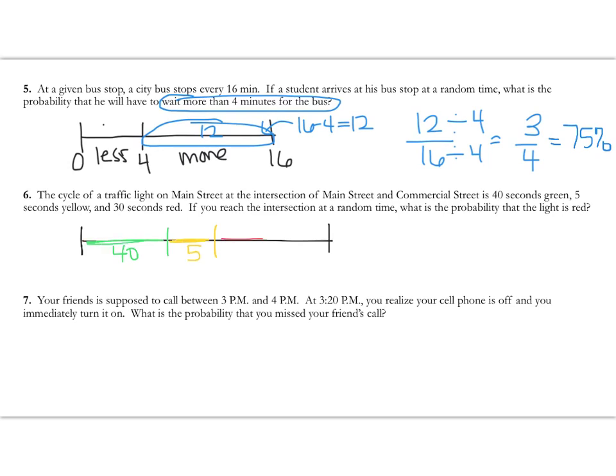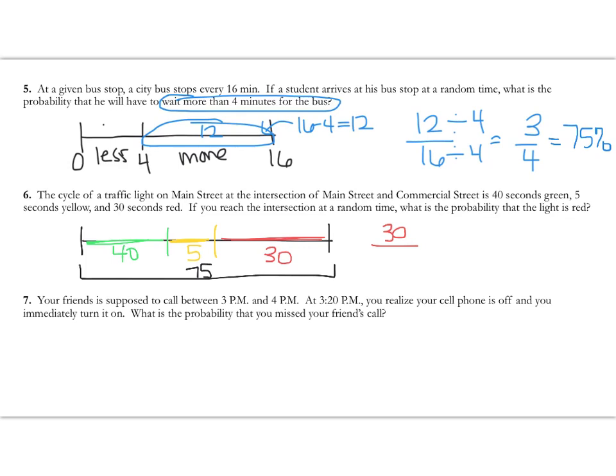And then it's red for 30 seconds. We want to know, if you reach the intersection at a random time, what is the probability that the light is red? So that tells me my top number is going to be 30, because that's how long it's red for. But be careful with this one for the bottom number. You need to know the total, which they did not give you. You have to find that yourself by adding these together.